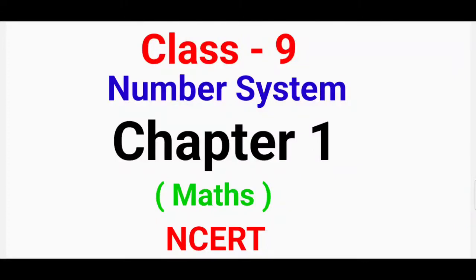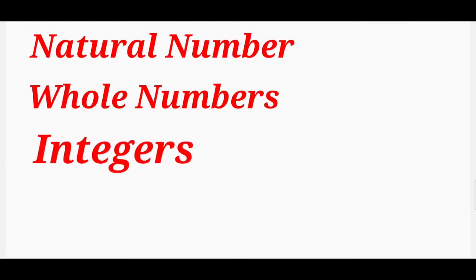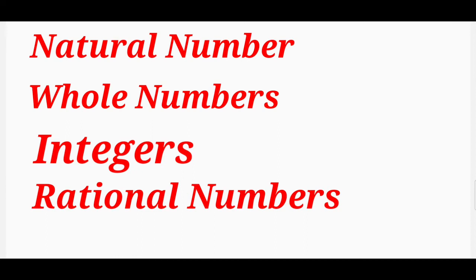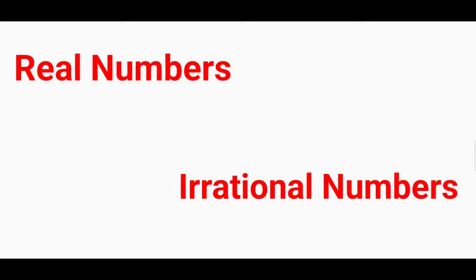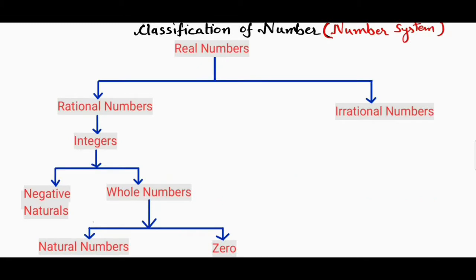You must have heard about natural numbers, whole numbers, integers and rational numbers in your previous classes. In this lecture, I am going to introduce you to two more types of numbers, real numbers and irrational numbers. And if we start from real numbers, my number system will look like this. So real numbers include rational numbers and irrational numbers.